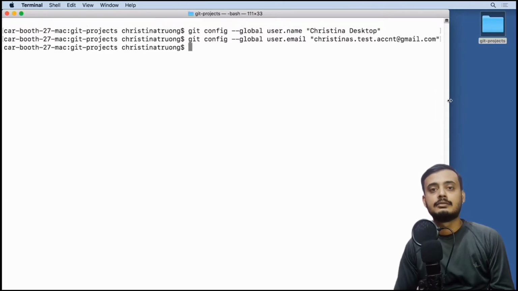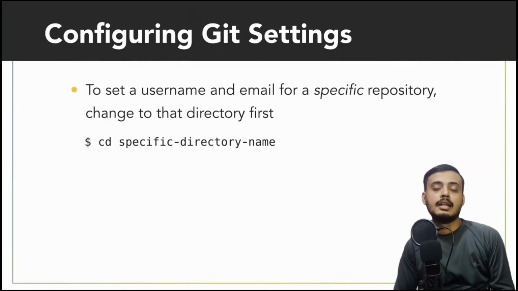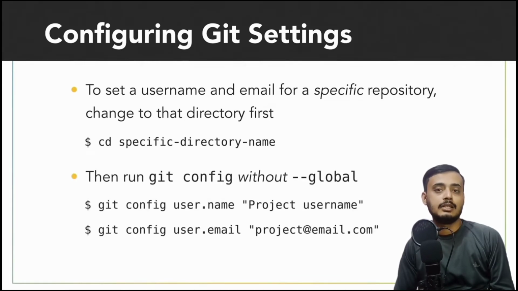If you run the command without any value, your current setting will be outputted on the next line. If you want to use a configuration for a specific repository, change to that project directory first, then run the same git config user.name and user.email commands but without the global argument. This username and email will then be associated with only that specific repository.